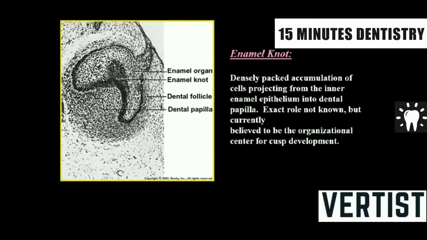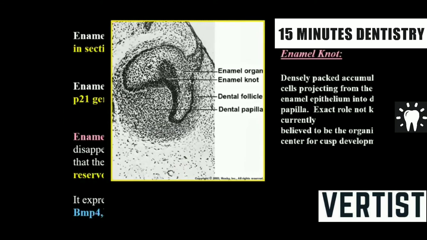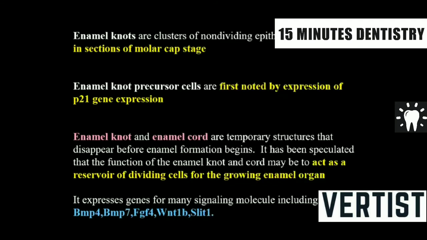But nowadays they say that the enamel knot is responsible for which tooth is going to form, whether it's an incisor, premolar, molar, etc. So now the enamel knot's role has been established. Enamel knots are clusters of non-dividing epithelial cells visible in a section of the molar, usually in the molar cap stage. It is first noted by expression of the p21 gene.